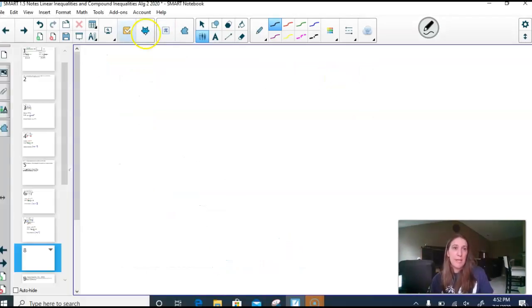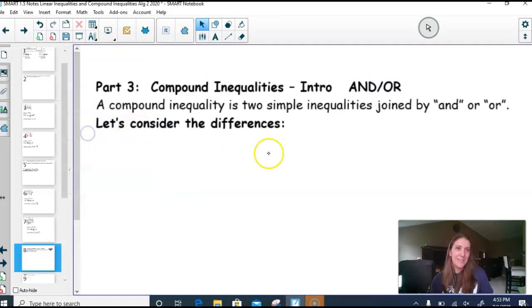I need to delete this page, otherwise I'm going to mess myself up later. All right, next, we're on the back side of the notes now for 1.5.